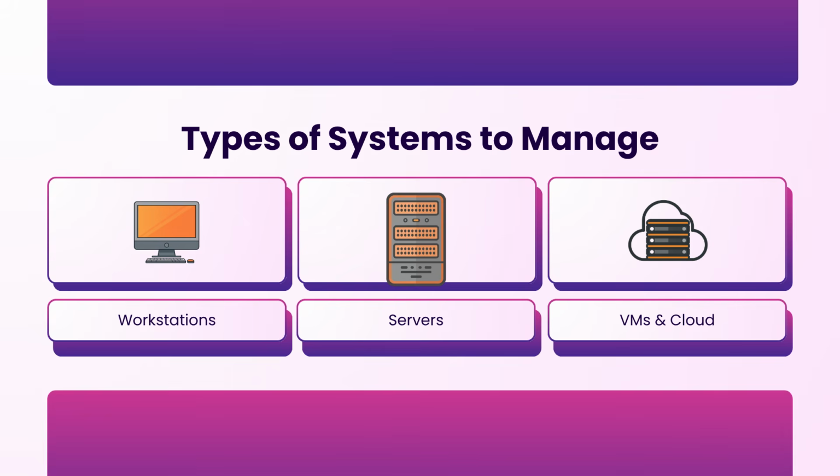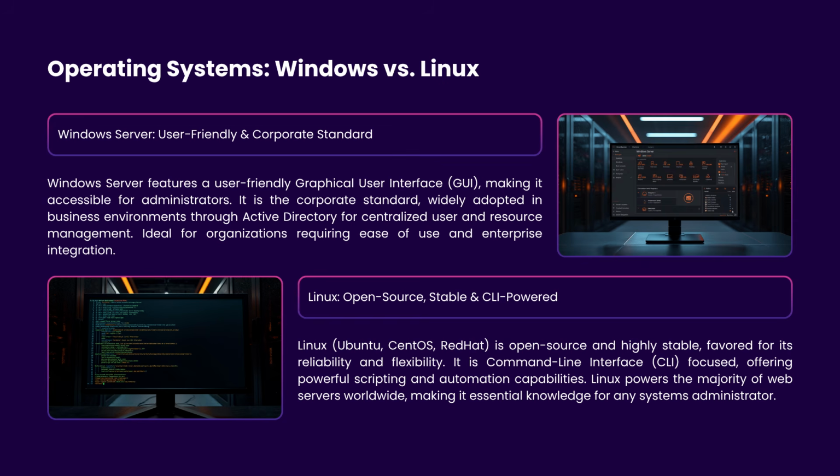To save money and space, we use virtualization. This is like taking one big house and turning it into 5 separate apartments. Each apartment, or virtual machine, thinks it is its own house, but they all share the same foundation. Finally, there's the cloud. When you save a photo to Google Photos or iCloud, you aren't saving it to the air. You are saving it to a server managed by an admin in a massive data center somewhere else.